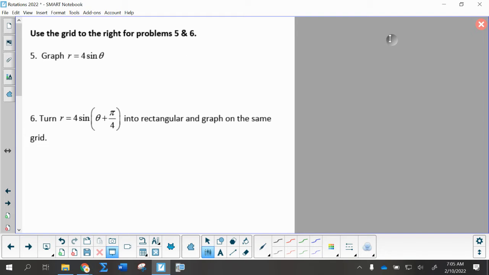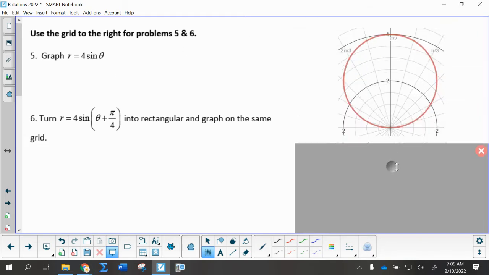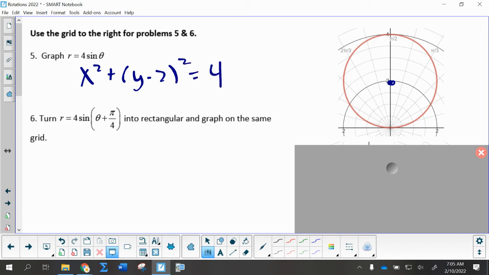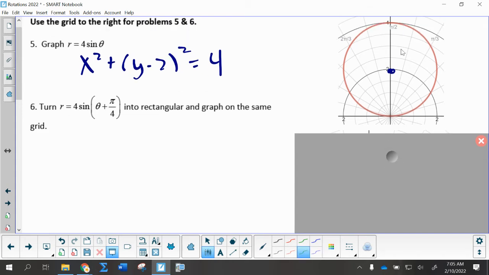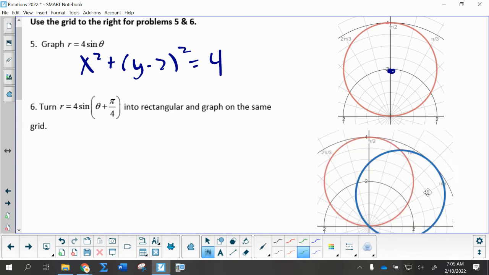This is the circle that is centered above the origin. So this equation in rectangular, with my center there, will be x squared plus y minus 2 squared equals 4. Now I want to think about rotating this circle by pi over 4, but a plus. We said that's a clockwise rotation, so it should turn 45 degrees clockwise. So let me uncover it. So there it is. The blue one is the rotation of the red one.